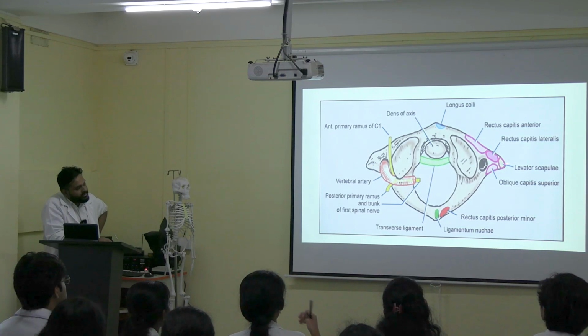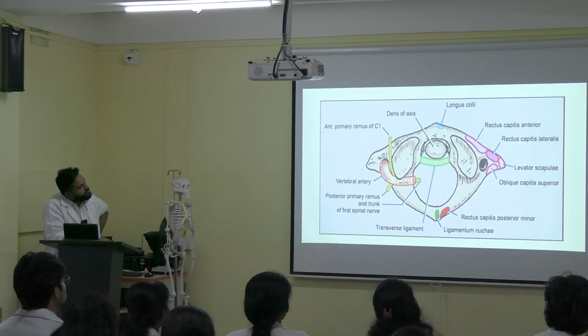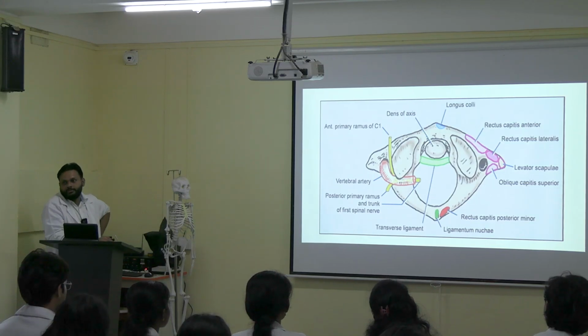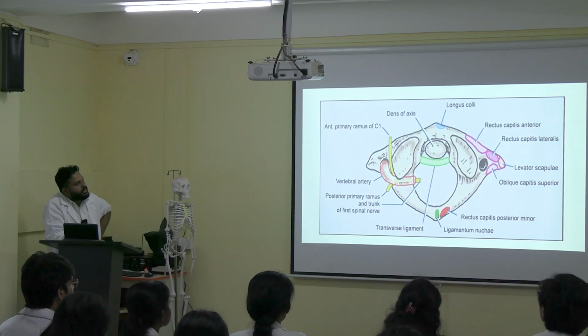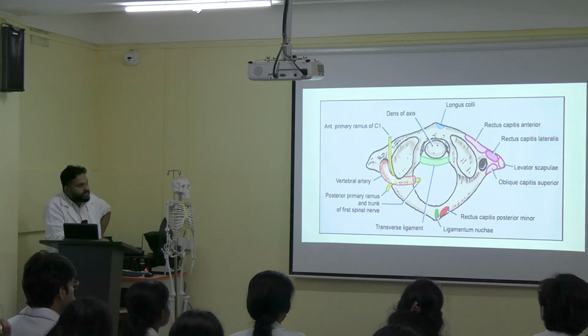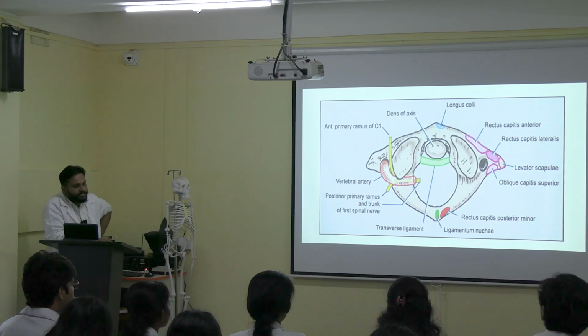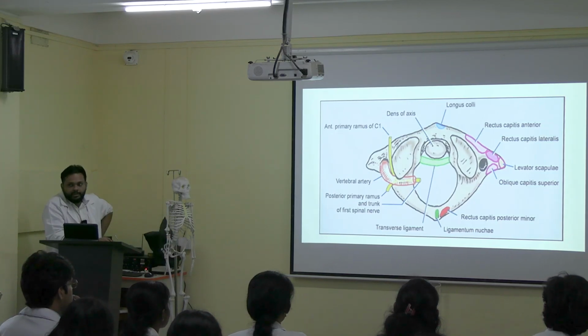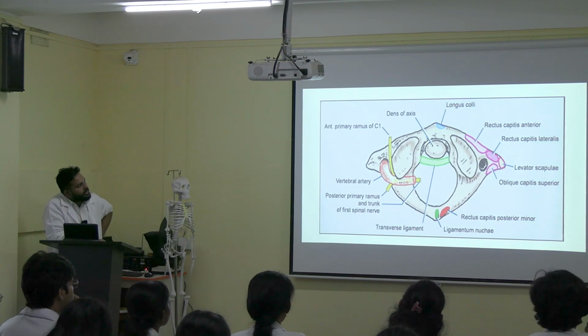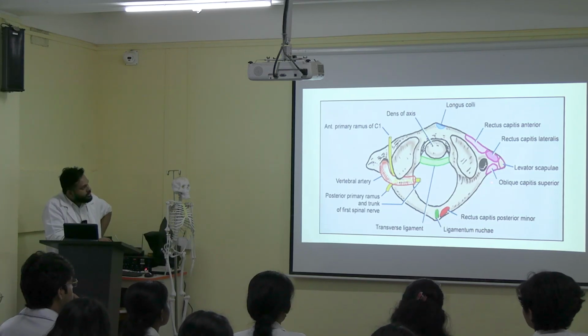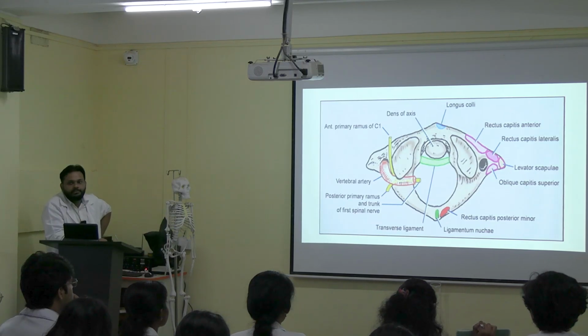This one was the transverse process. Along the transverse process, what are the structures present? You can see four muscles. What are those? First one is rectus capitis anterior. Then rectus capitis lateralis. Then levator scapulae. And then comes the oblique capitis superior. Just you have to know the orientation. Which one is anterior? This one is anterior, right? The orientation is anterior to posterior: rectus capitis anterior, rectus capitis lateralis, levator scapulae, and then oblique capitis superior.